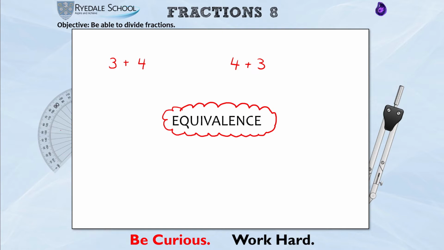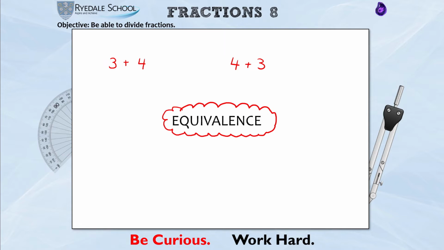Now that isn't true for subtraction. If I swap these things round for subtraction, 3 take away 4 is not the same as 4 take away 3. 3 take away 4 would be -1. 4 take away 3 would be 1. So those wouldn't be equivalent calculations. So why am I talking about this? Well, the reason why I'm talking about this is for every single division calculation, there is an equivalent multiplication.